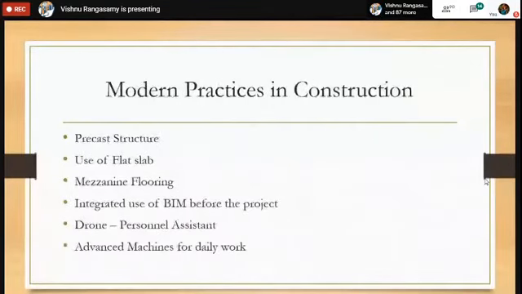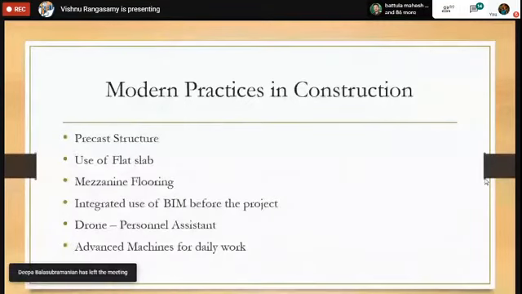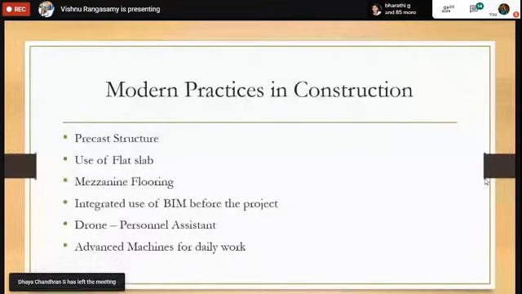Next, what are the modern practices that we are following in our day-to-day life in construction? Precast structures, use of flat slabs, use of mezzanine floorings, and integrated use of BIM, that is building information modeling, before the project, and it will be simultaneously coordinating with us while we are proceeding with the projects. Next, drone, that is the personal assistant. So advanced machineries for day-to-day work will be replacing some of the unskilled labor and creating huge employment for skilled and educated persons.